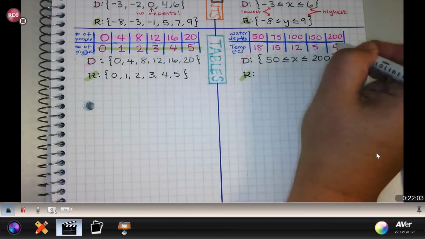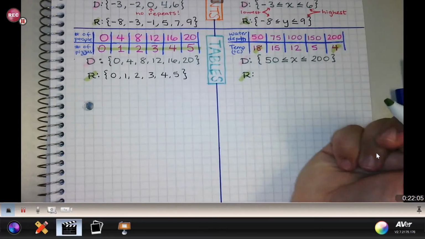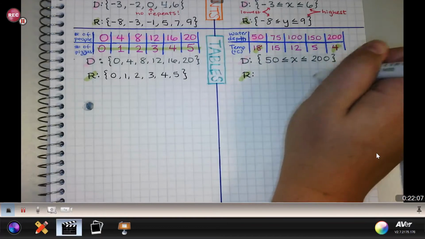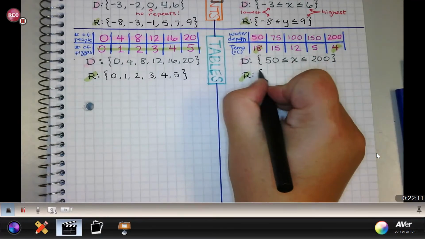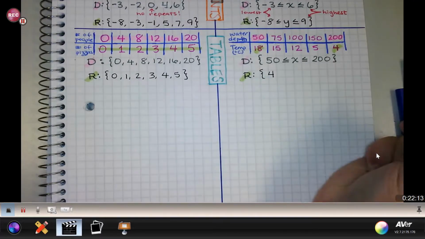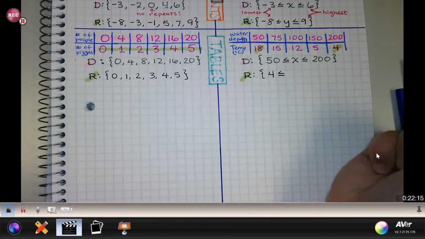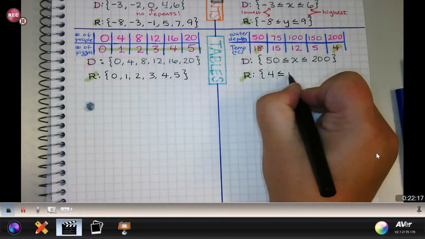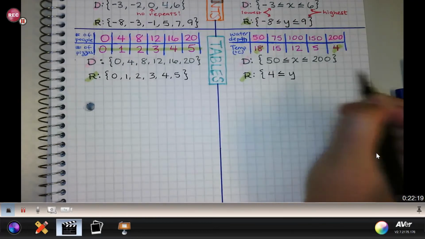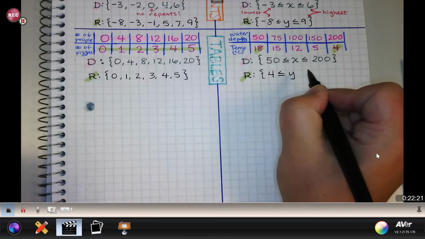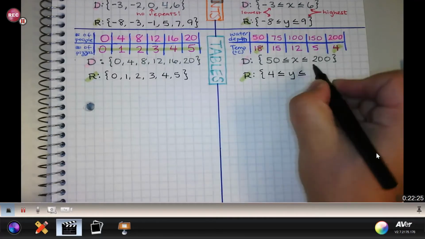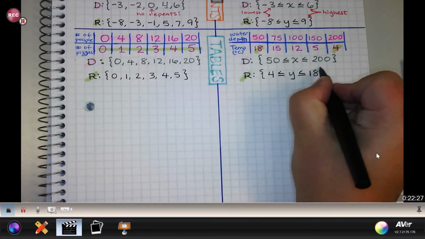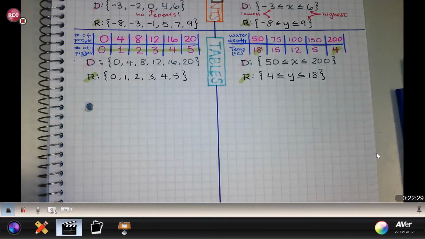Now, they are at the ends again, 4 and 18. They're just backwards. So don't just put 18 first and 4 last, okay? We want to make sure that we always do the lowest number to the left, and then our less than or equal to symbol, and then y, because now we're on range, and then less than or equal to again, and then 18. And there you have it.